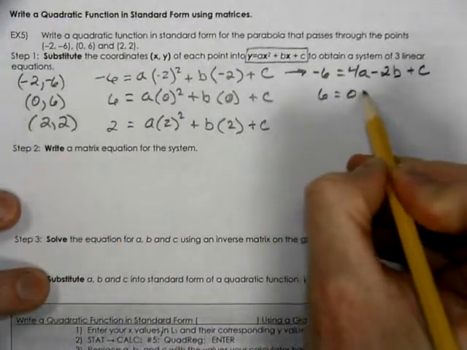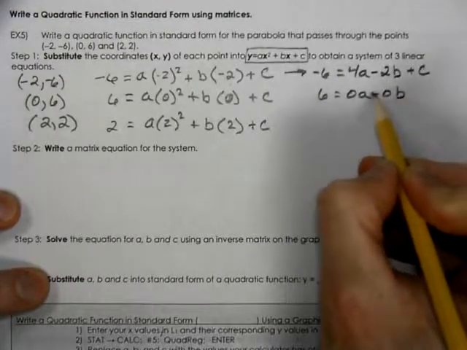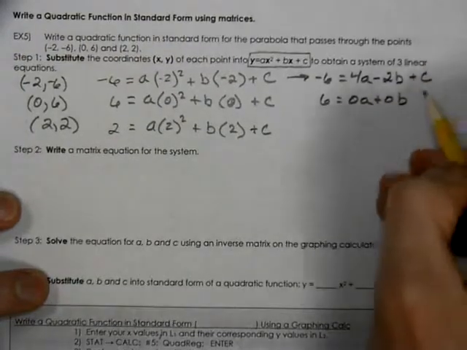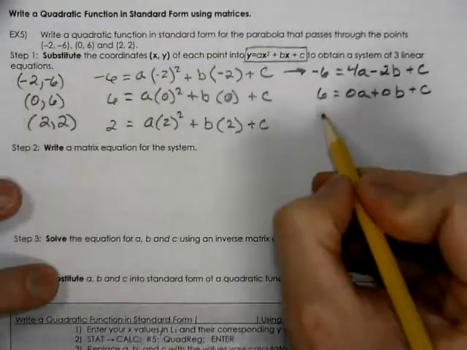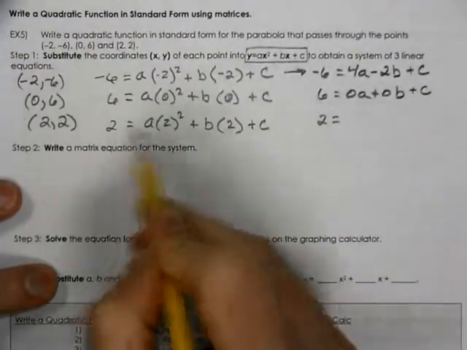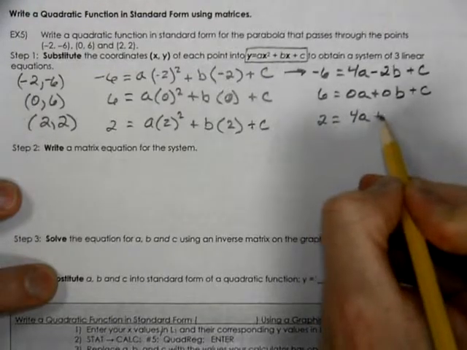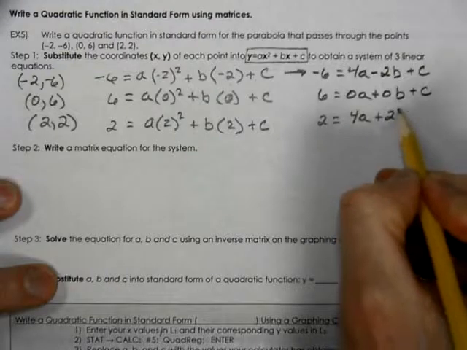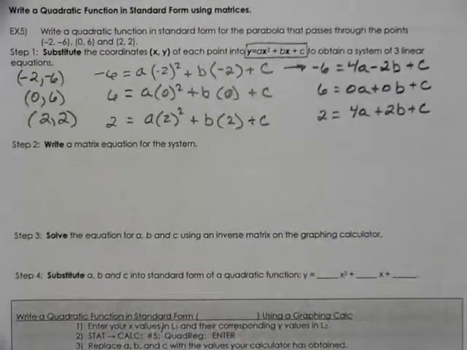6, we have 0a minus 0b, or you can call it plus because that's the way the formula is. It's just 0 plus c. 2, when you square the 2, we get 4. So 4 times a is 4a. 2 times b is 2b. And then our c value.